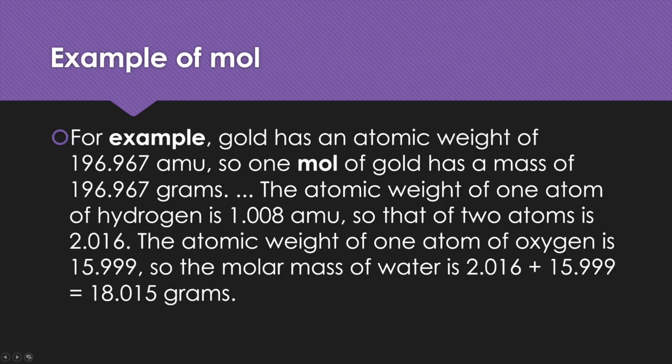So, for example, gold has an atomic mass of 196.967 AMU. So 1 mole of gold has a mass of 196.967 grams. The atomic weight of 1 atom of hydrogen is 1.008 AMU. So that of 2 atoms is 2.016. The atomic weight of 1 atom of oxygen is 15.999. So the molar mass of water is 2.016 plus 15.999, which equals 18.015.